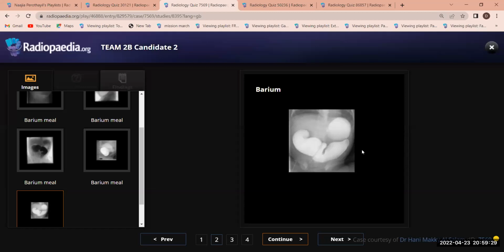I think it is very much suggestive of underlying jejunal atresia, since there is no contrast distal to this. So we need to rule out distal bowel obstruction as well, like microcolon, which is an association with this. So the next investigation I would advise is a contrast enema for this child.